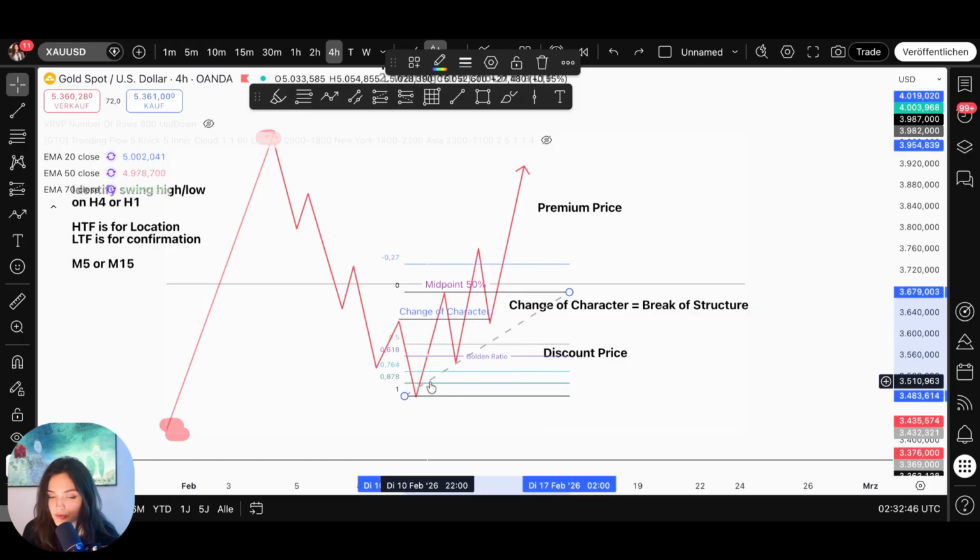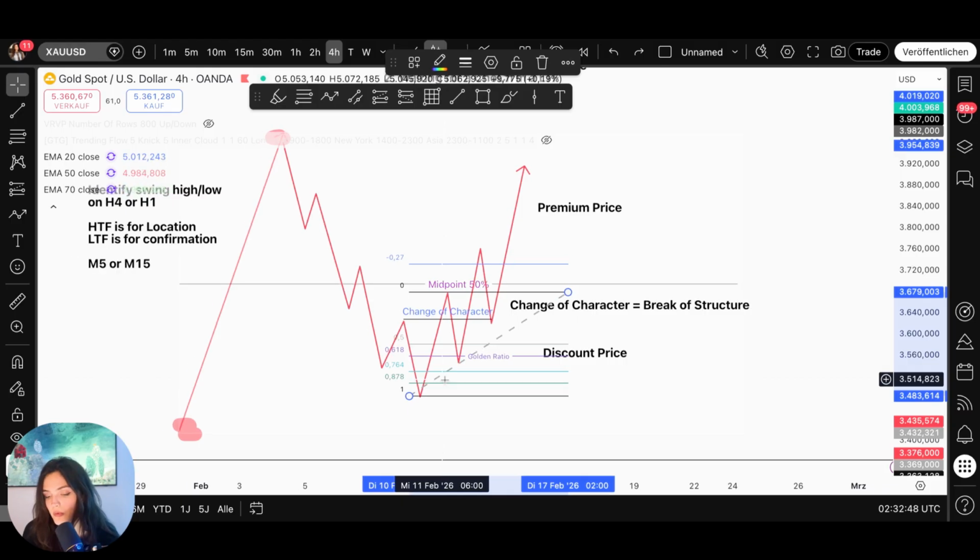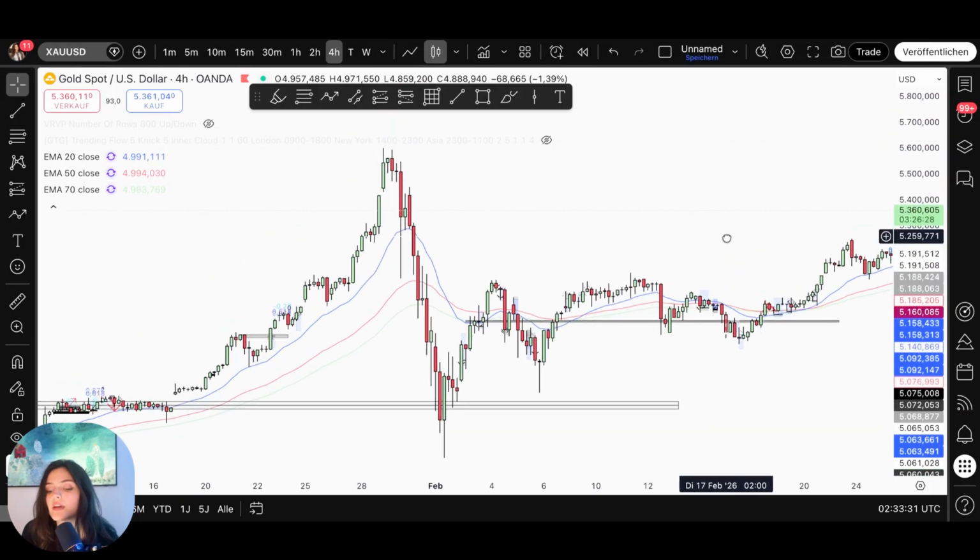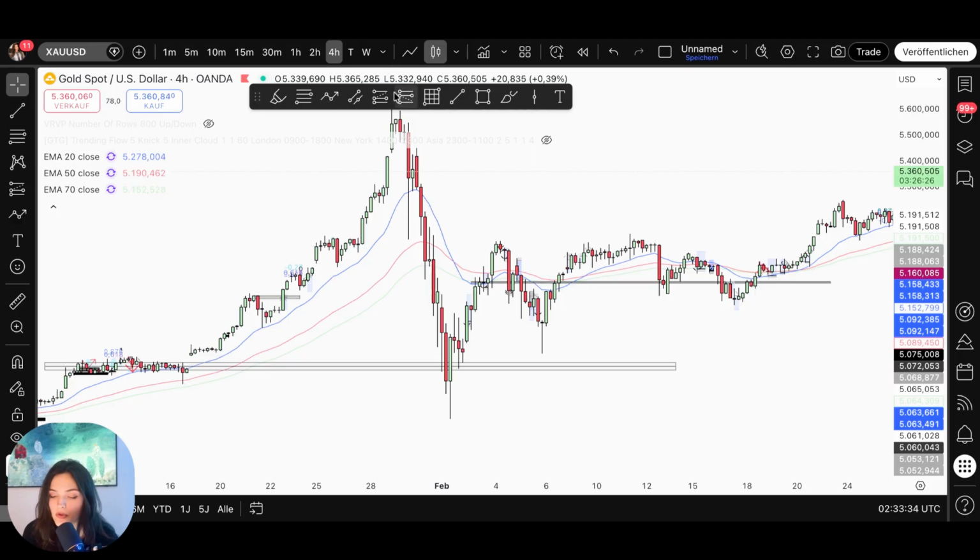It's still valid, of course, but I'm going to show you what I want to see on the actual gold charts. Okay, so let's look at the actual gold chart. Currently, I'm on the 4-hour time frame, and I am looking here at some range.